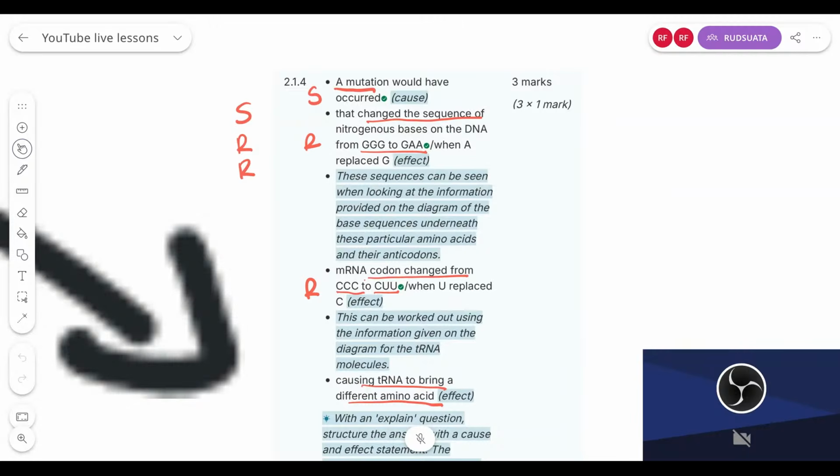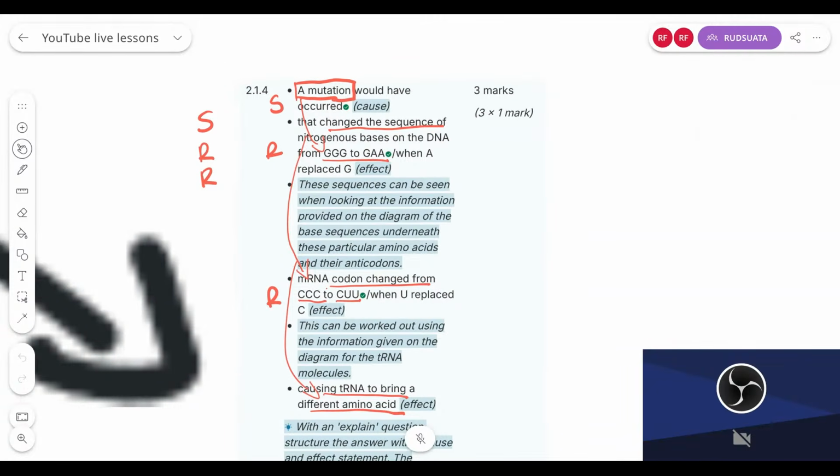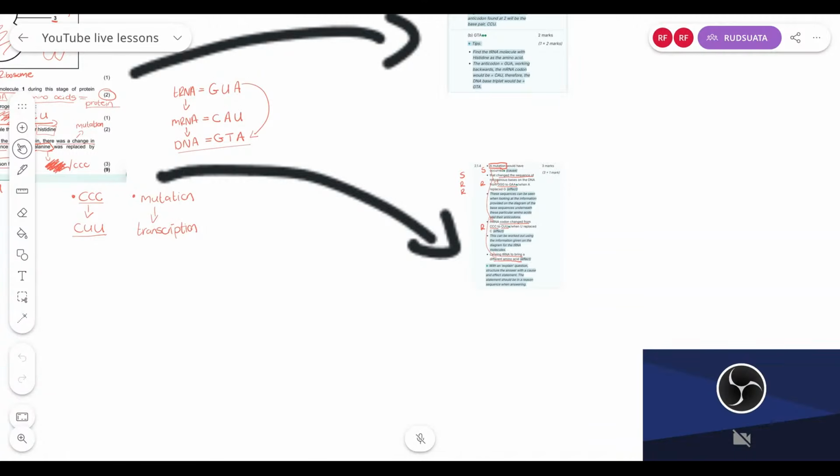So I will elaborate again. The statement, or the cause, is a mutation occurred. When that mutation occurred, it changed the DNA bases. Those DNA bases changed the mRNA bases. When those changed, it too created a different tRNA delivering a different amino acid. Now, that's how we get full marks. We structure our answers well, everybody. That's what's really important when it comes to exams.